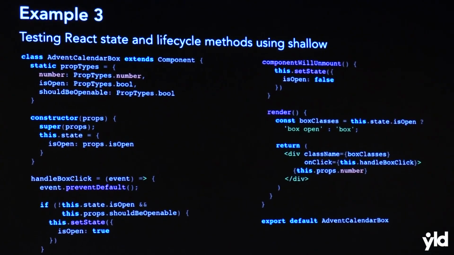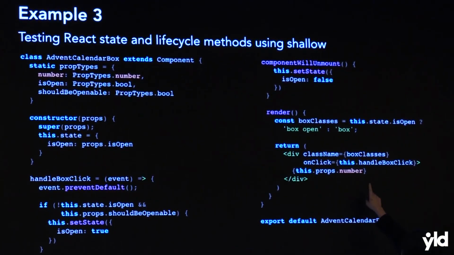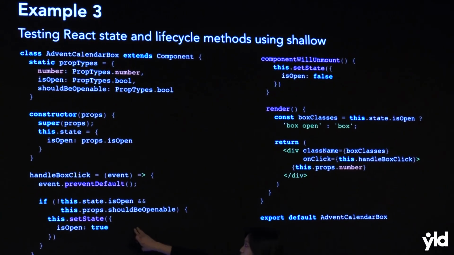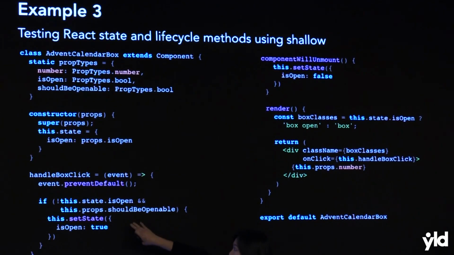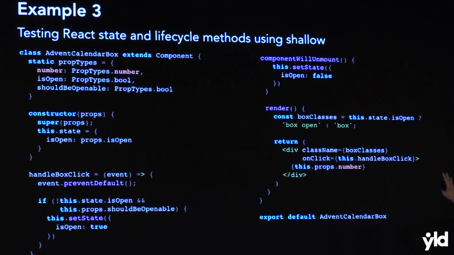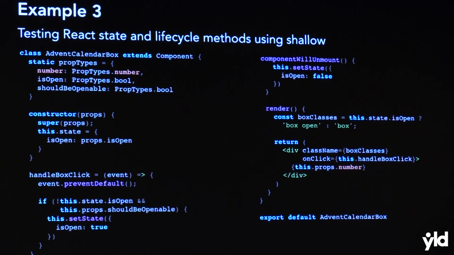And as I mentioned, we have this onClick, which triggers the box click, and it sets the state to open if it's not already open, and if the box is openable. It also does something in componentWillMount. I just added this to show you how to test your lifecycle methods. Then in componentWillUnmount, when this component unmounts, it will set the state of the box back to false. So say you leave the page or something, you come back, it'll be closed again.